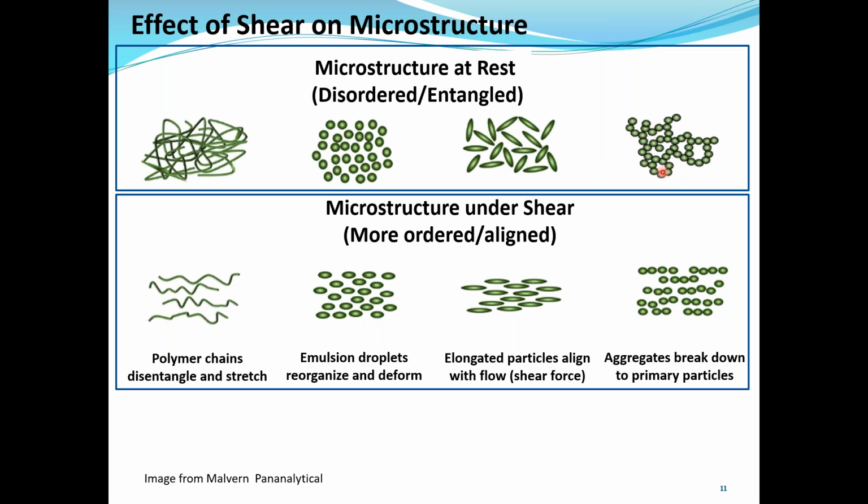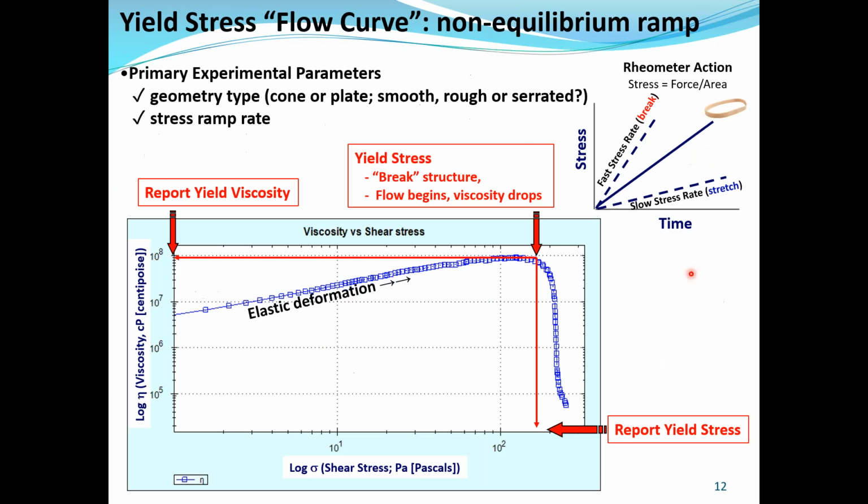Once we start applying a particular shear, a polymer chain may disentangle and stretch. The droplets may reorganize into forms that align with the flow of the shear rate, or the direction of the shear rate vector. The particles may also become elongated, and the aggregates may break down into primary particulates, or if they're small chains, the smaller chains will align with the direction of the shear.